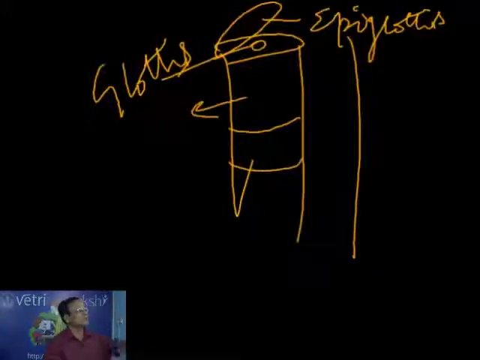So it is kept open while we are talking or when we are producing some sound from the mouth. At times while we are speaking, it is normally open. And while eating food, in order to prevent the entry of food, it is closed by means of a lid made up of elastic cartilage, what is called the epiglottis.